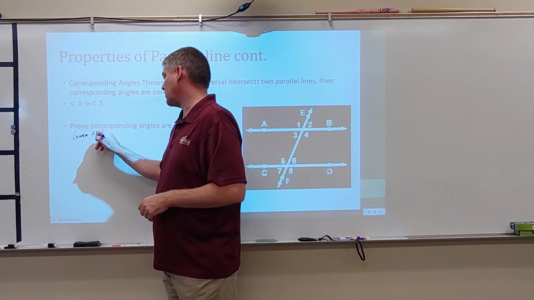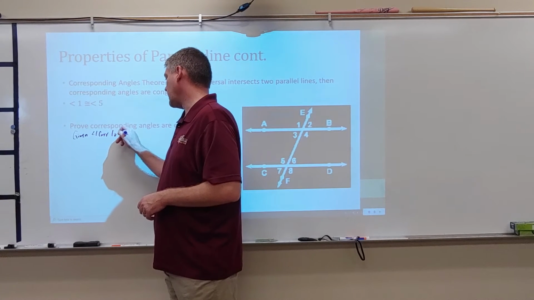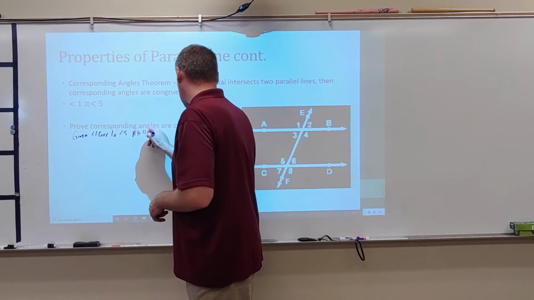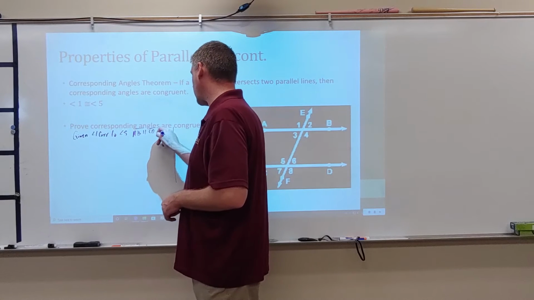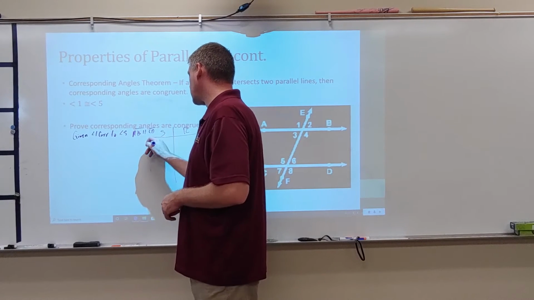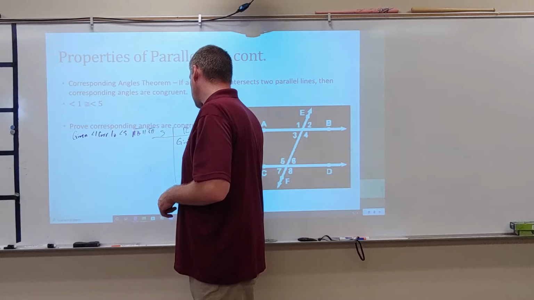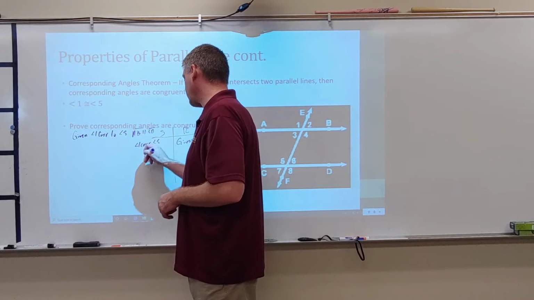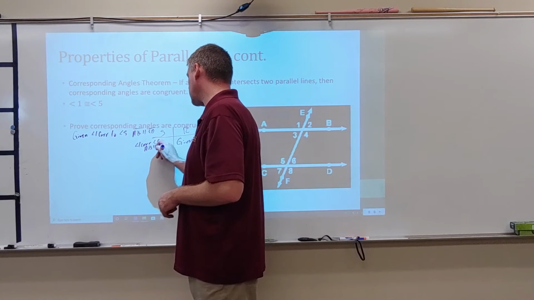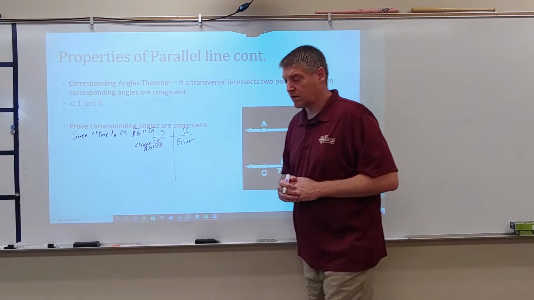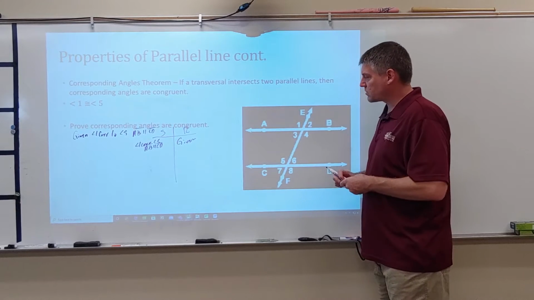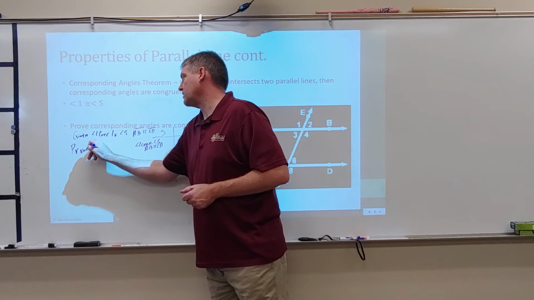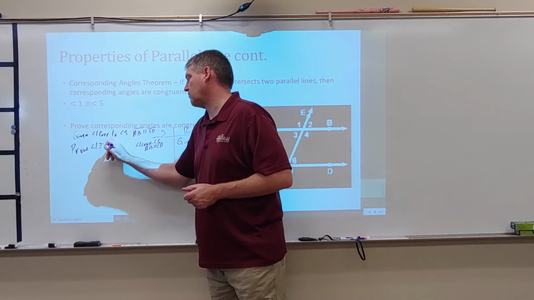Angle 1 is corresponding to angle 5, and AB is parallel to CD. Okay, so I have my statements, I have my reasons. Given. So I'm going to just write this: angle 1 corresponds to angle 5, AB parallel to CD. Okay, so that's my given. All right, and my prove is angle 1 is congruent to angle 5.